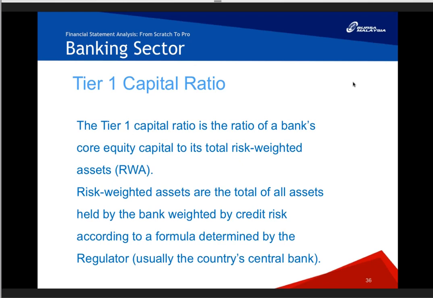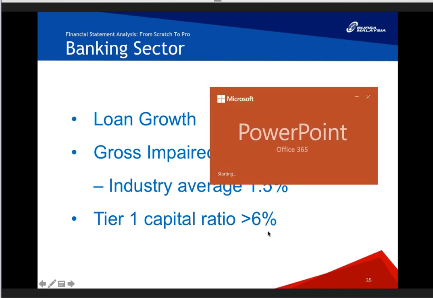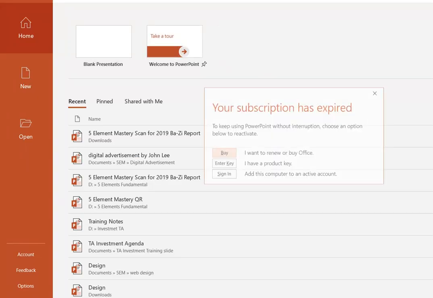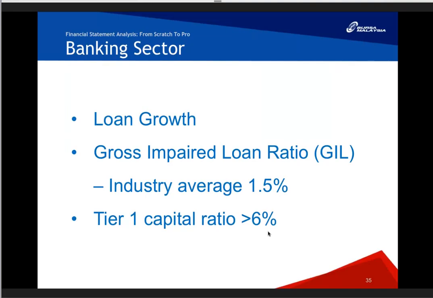The important part of this analysis for the banking sector is Tier 1, their own money. So they want to see their capital ratio. For the industry, usually more than 6% is good. Let's see for Malaysia, the Public Bank. We have about 12% of our Tier 1 capital ratio. So the higher, the better.